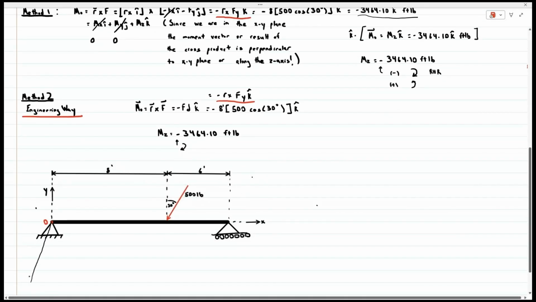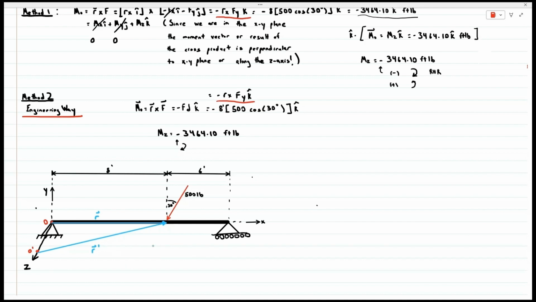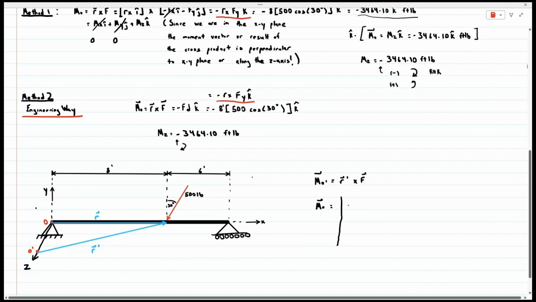Let's extend this problem slightly by introducing a z-axis. We'll draw our old position vector at O and introduce a new point, O prime, and a new position vector R prime. What we want to do is find the moments about the point O prime. We can go ahead and perform our Laplace expansion, noting that the position vector has gained its z component.